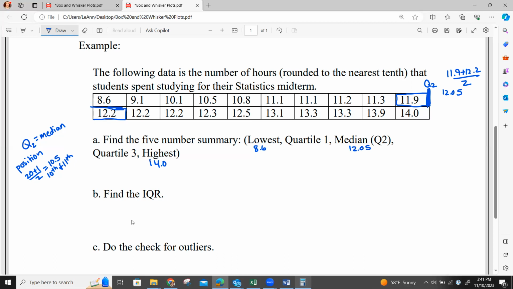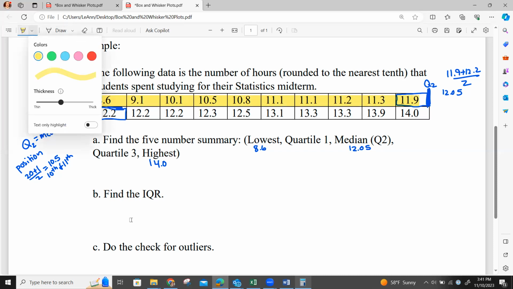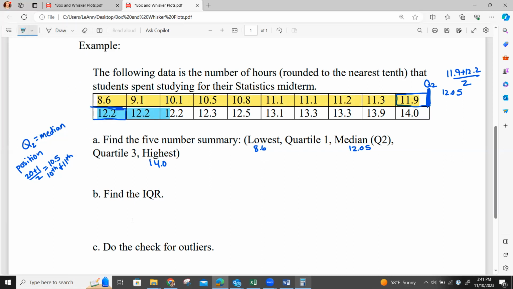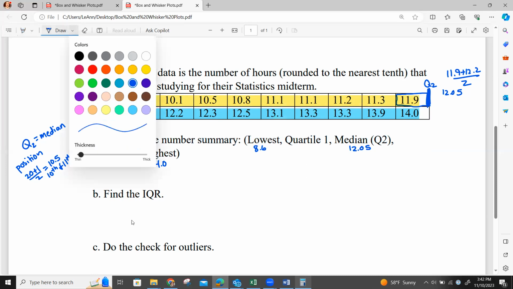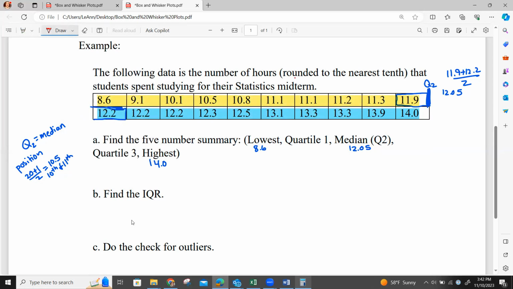Okay, now we want to find Q1 and Q3. The good thing about this, and I'm going to use a highlighter here, is that this whole bottom half of the data set, including 11.9, since it's not technically the Q2, is the half that's going to contain Q1. And then the whole top half, which I'm going to highlight in blue here, is the half that's going to contain Q3. So essentially, we are just finding 2 more medians, the median of the yellow highlighted part and the median of the blue highlighted part. Notice that these have 10 items each, so we have an N of 10.